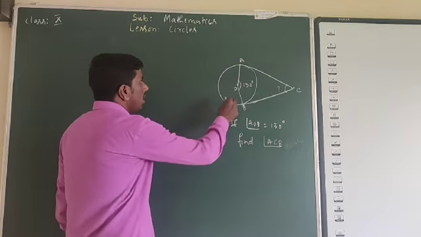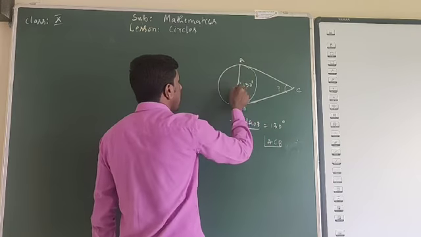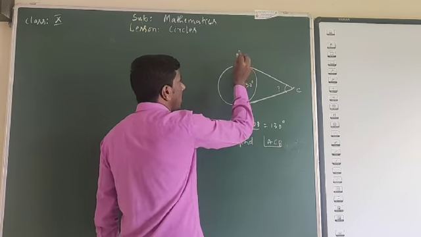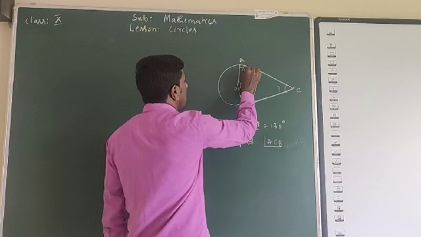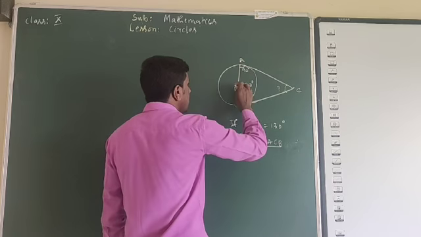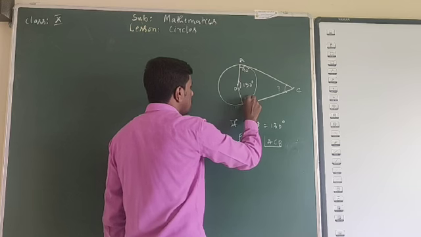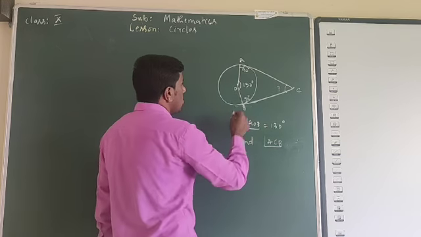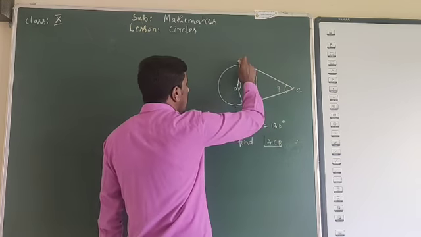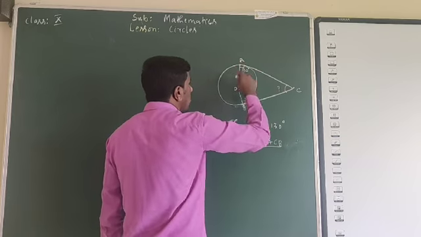You know that AC is the tangent, OA is the radius. That means both must be perpendicular to each other. Therefore, this angle must be 90 degrees. BC is the tangent, OB is the radius. Both must be perpendicular to each other. Therefore, this angle must also be 90 degrees, right? We know that AOBC is the quadrilateral.